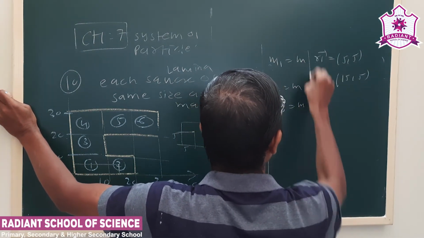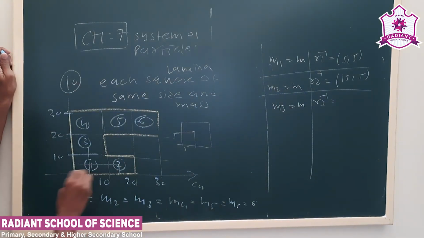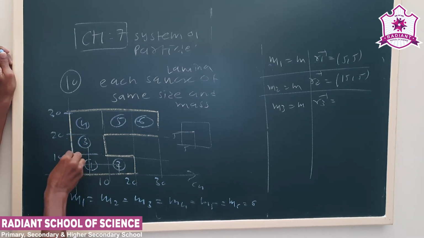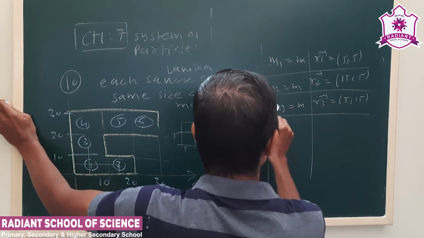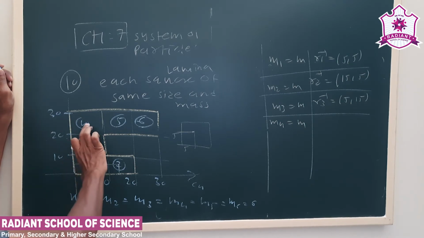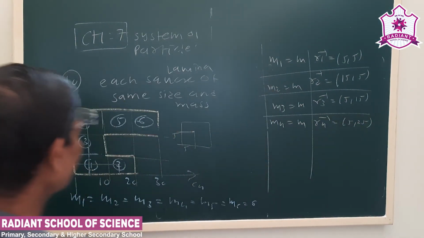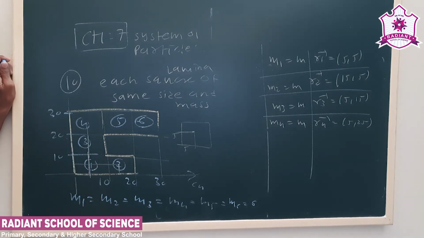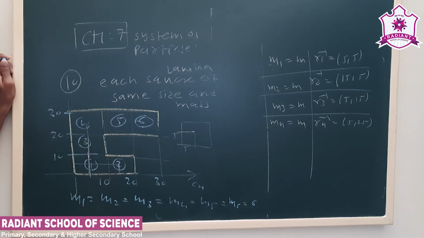M3 is M. R3: now see, the x coordinate will remain the same, the y coordinate will become different. Why? Because 10 is already there, and 5 will be from the second square. So it will be (5, 15). M4 is also M. The x coordinate will remain unaltered, it will be 5. The y component will change to 25. How 25? This is 10 centimeter, 10 plus 10 is 20, and half of 10 centimeter is 5, so the total is 20 plus 5, which is 25.